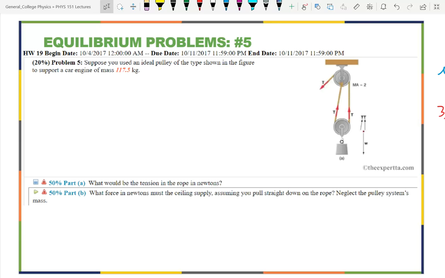If this moves down some distance, this one moves up a much smaller distance. So the work done over here is going to be the distance this moves times this force. The work over here, the distance it moves times this force. Those two ideally are going to be equal. So that's what you have with a simple machine. You have something that's going to make it require less force to lift something, but you're going to have to move a lot more.